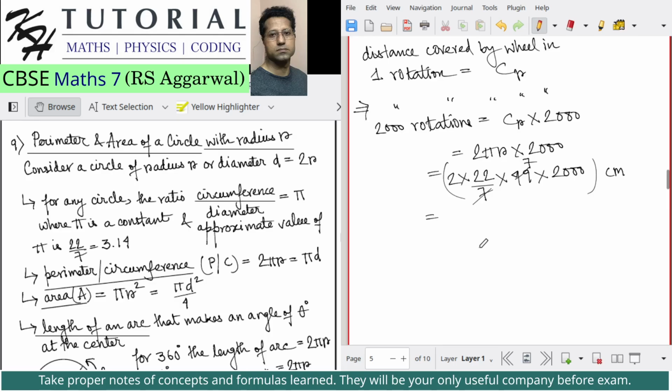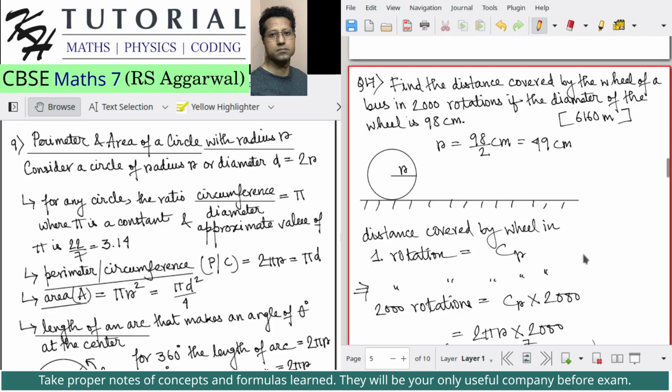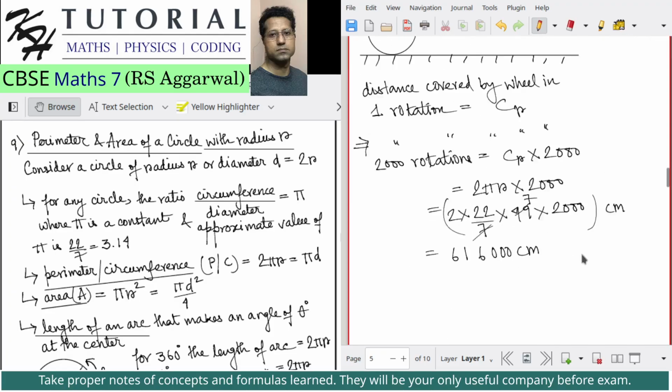Okay. What is 88 multiplied by 7? 56 and 56, 61. 616 and 000. This much centimeter should be the distance covered by the wheel in 2000 rotations. What is the answer? 6160 meter. Okay, so it is given in meter.